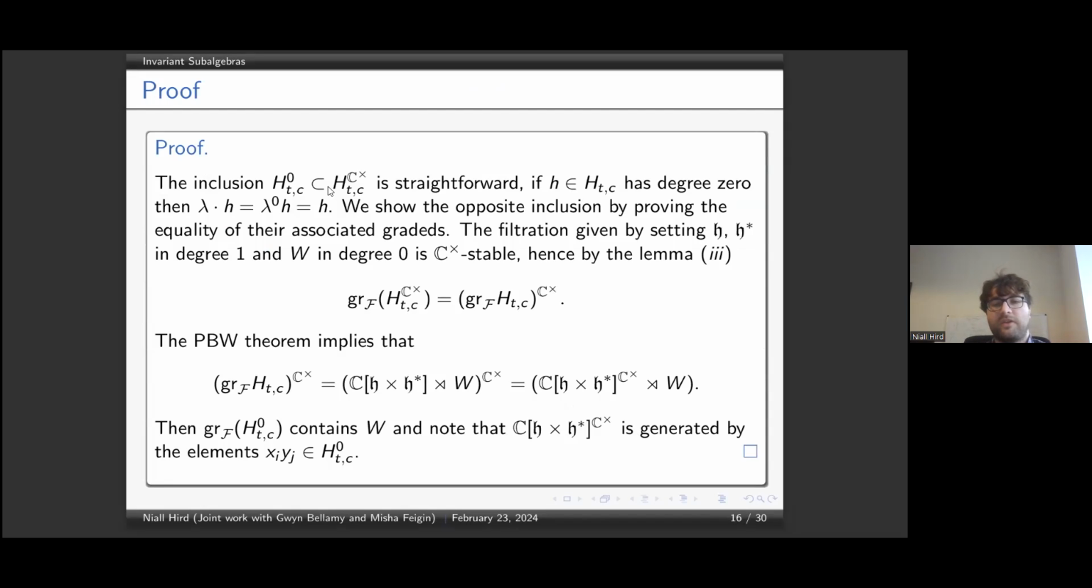So you plug that in, you take the invariance, and you get the invariance of this polynomial ring semi-direct product the group. And then all you have to notice is that this is the same as H_0, right? Because it contains W, because the group W is inside the degree 0 part by definition. And this ring of invariant polynomials is generated by elements x_i y_j, which is a fact that we'll just set aside for now. It's generated by those, and each one of them lives inside the degree 0 subalgebra.